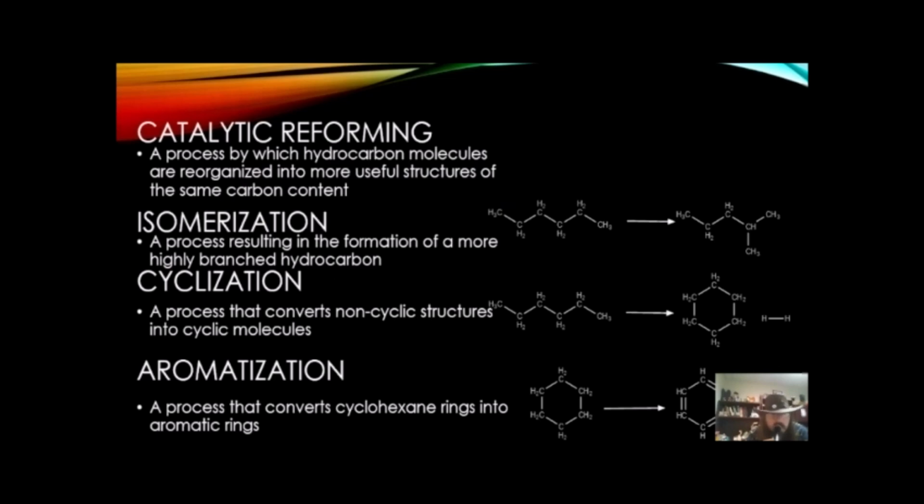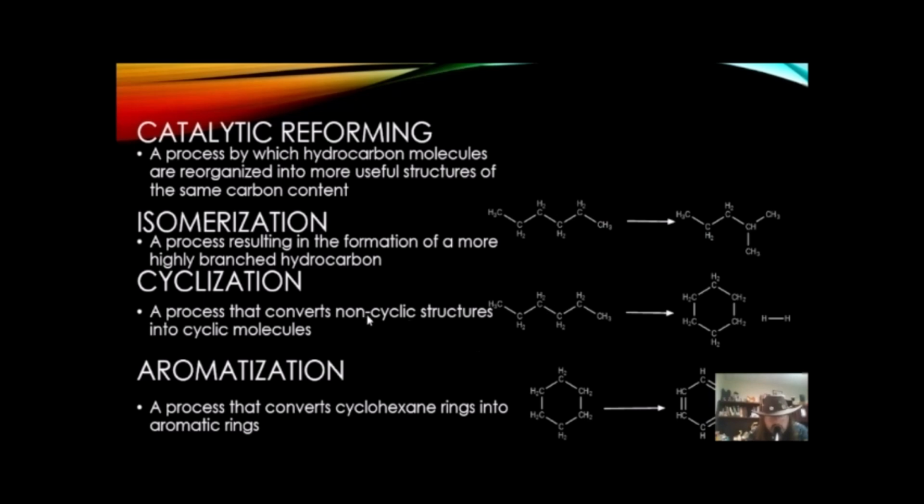Catalytic reforming is a process by which our hydrocarbon molecules are reorganized into more useful structures with the same carbon content. We can turn straight carbons into branched carbons. So some of these processes include isomerization, where you turn a straight hydrocarbon into a more branched version. We essentially kick the carbon from the end and put it in the middle. So we move this around, move this to here to make a branched hydrocarbon, thus changing its octane rating.